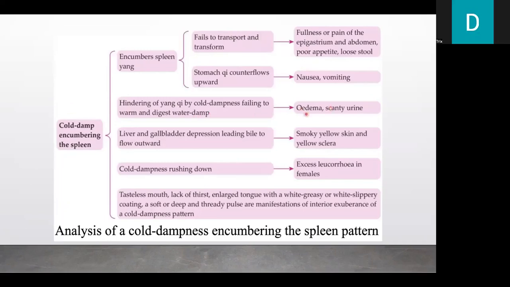and scanty urine. When liver and gallbladder depression leads bile to flow outward, it causes smoky yellow skin and yellow sclera. When cold dampness is pouring downward, it causes excess leukorrhea in females. And also, the tasteless mouth, a lack of thirst, an enlarged tongue with a white, greasy, or white slippery coating, and a soft or deep and thready pulse are manifestations of the interior exuberance of cold dampness pattern.